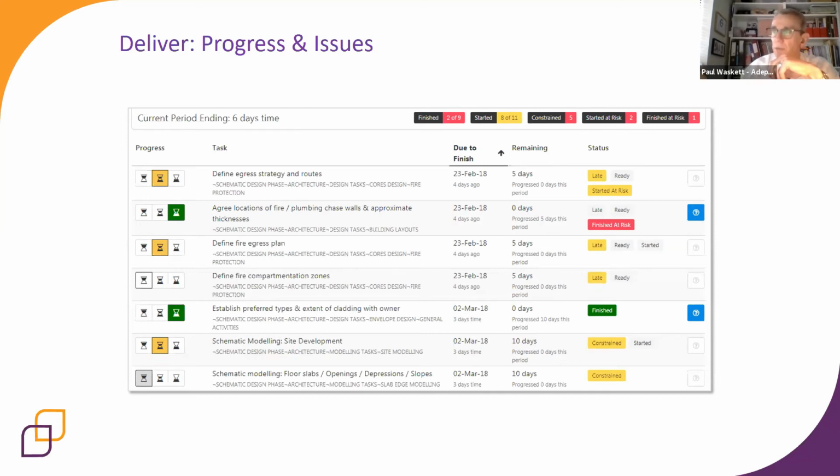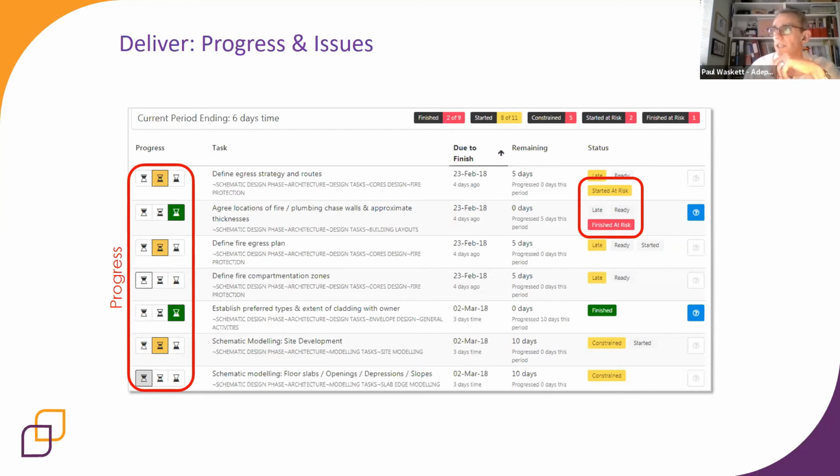Everybody's reporting continuously throughout the process, and I can see who's been reporting by the progress icons on the left-hand side. I can also see, as the manager of the project, where we've got activities started or finished at risk. In other words, the right information isn't yet available, but those activities are underway or finished. So that represents, as I say, risks.